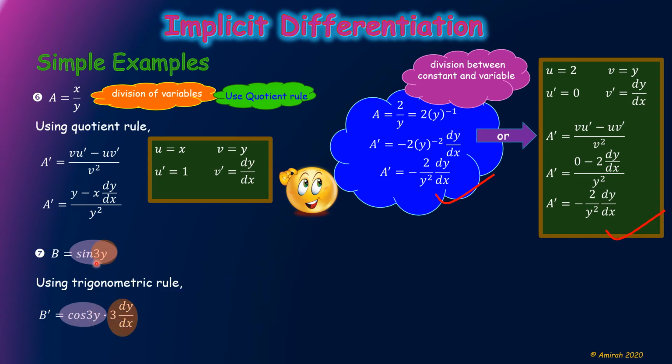But after that, we need to differentiate the inner function. So we differentiate the inner function 3y. So we have 3 dy over dx. And after that, there is no more inner function, so we stop here. Then we can simplify. We just bring 3 dy over dx to the front. So we have b prime equals 3 dy over dx cos 3y, right?